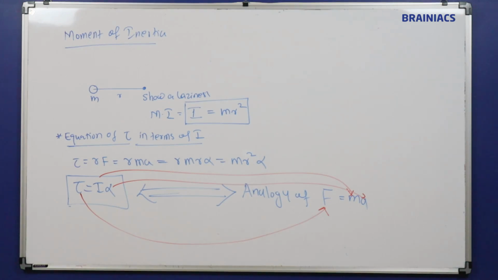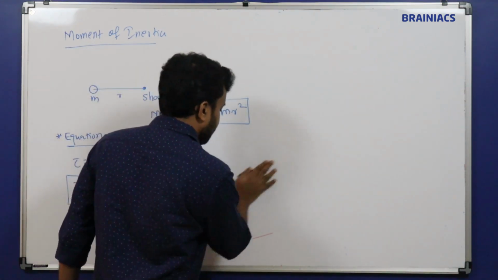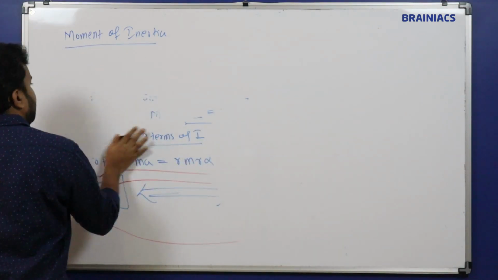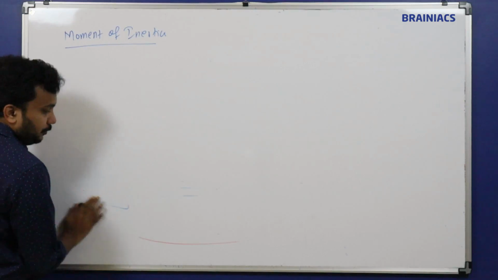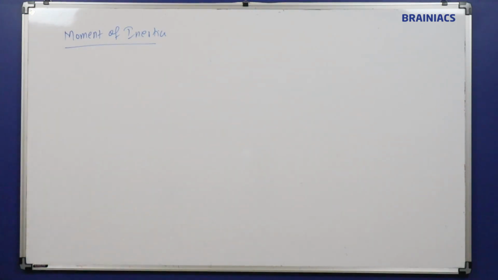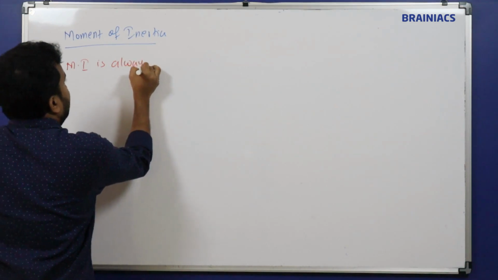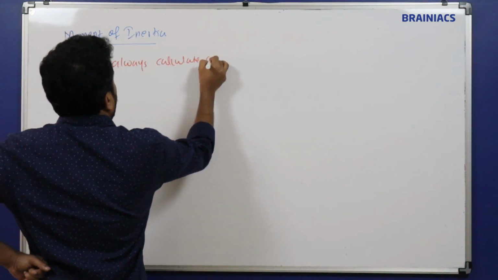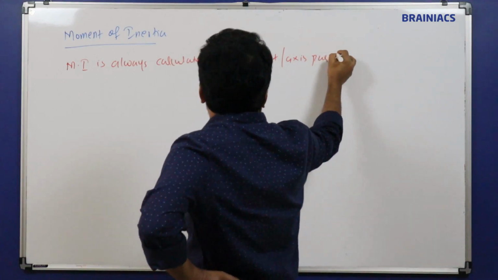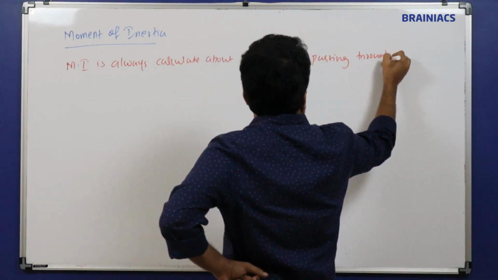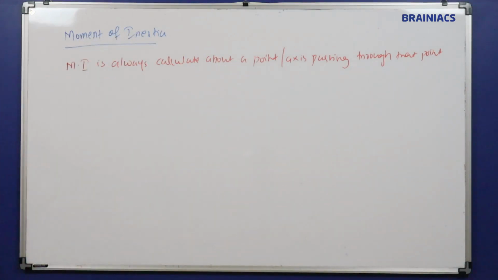Okay, and this is clear. So let's do some numericals based on these moment of inertia concepts, so that things become a bit more clear. Before that, one more point we'll add, then we'll go to the question. The point is that moment of inertia is always calculated about a point or an axis passing through that point.